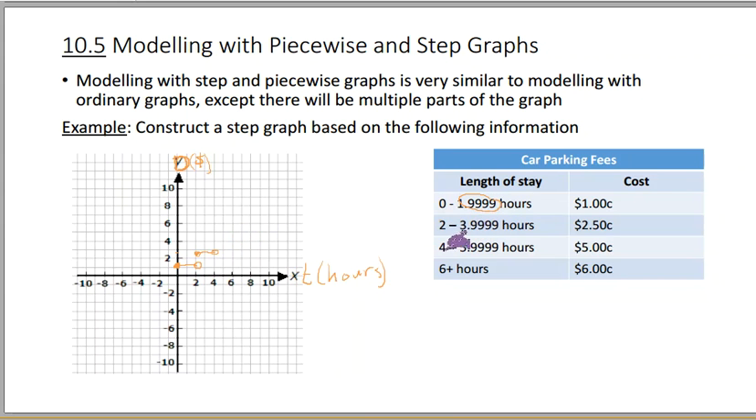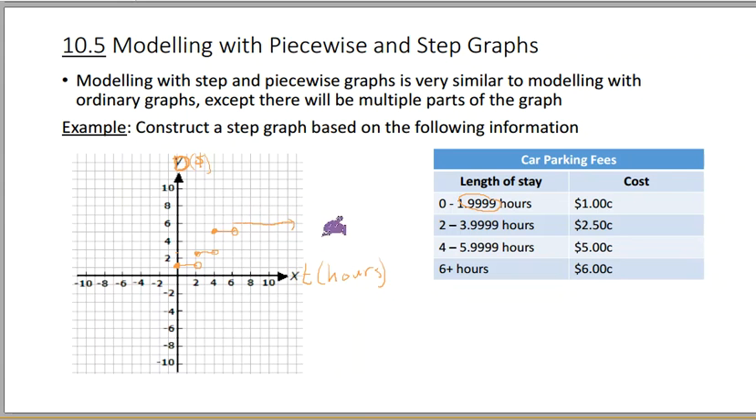We now need to go between 4 and almost 6 hours. Between 4 and almost 6 hours, it's costing us $5. So where's $5? $5 is here, the cost. Between 4 and almost 6, that one does include 4, so I'm going to have a closed circle because it does include it, and an open circle where it doesn't include it because it almost includes 6. And then 6 plus, it costs us $6. So from there onwards, it just keeps going.